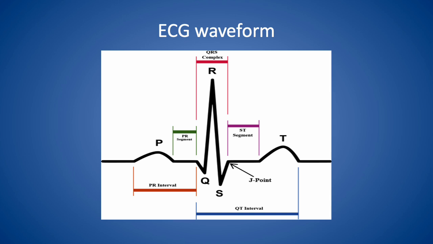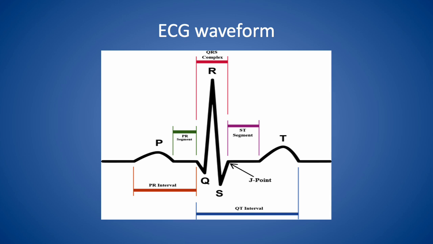So this is a quick review of an ECG waveform. There's the P wave, which represents the electrical activity of the atria as they depolarize or contract. Then you have the QRS complex, which is the rapid depolarization of the ventricles. And then the T wave, which represents the repolarization or relaxation of the ventricles. In here also you have the PR interval, which will measure the time between the onset of the P wave and the beginning of the QRS complex.